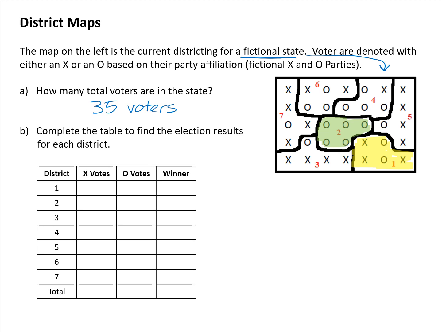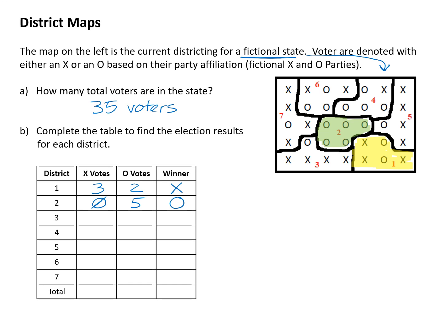All right, so let's take a look at how this has been organized and who wins in the way this district map is organized. I'm going to start with District 1. District 1 had 3 X voters and 2 O voters, so the winner of the election in District 1 would be Party X. Now, District 2 has no X voters and 5 O voters, so that would be District O. I'll put a slash through 0 to emphasize that it's not O, it's 0.